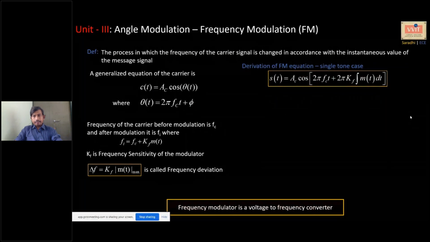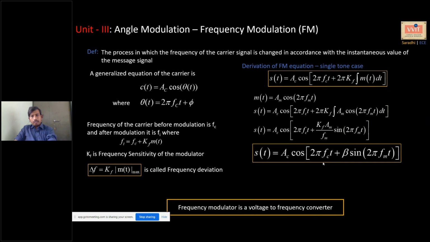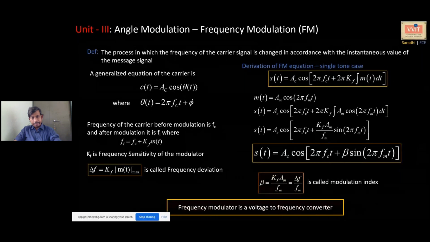Now let us take the single tone case again. M of t is this, so the FM equation becomes Ac cos 2 pi fct. Here you can do integration, you will get this, and the ratio kf Am by fm can be written as beta. So we have this beta which is called the modulation index, which is defined as kf Am by fm, but we already know that kf Am is delta f. So modulation index is delta f by fm.